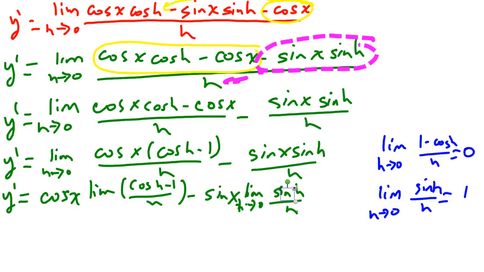I don't know why these little boxes are appearing. I apologize for that. That should be approaching 0.